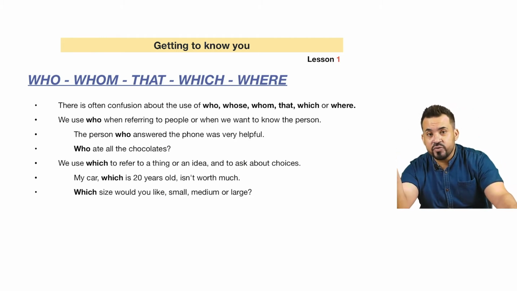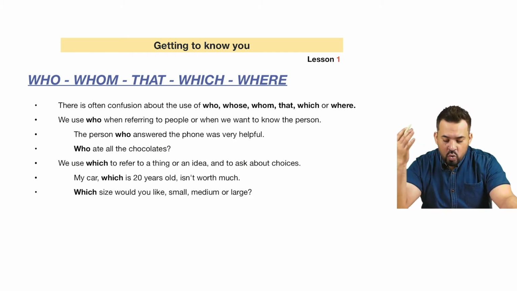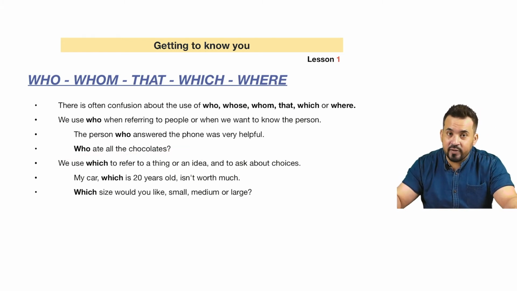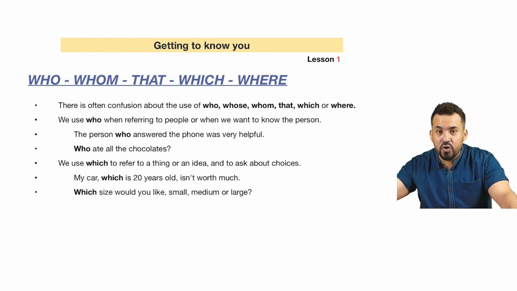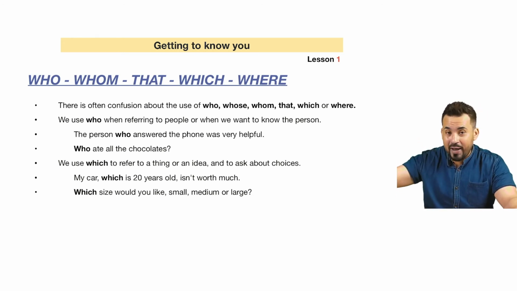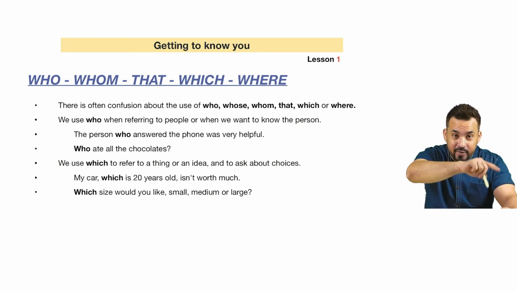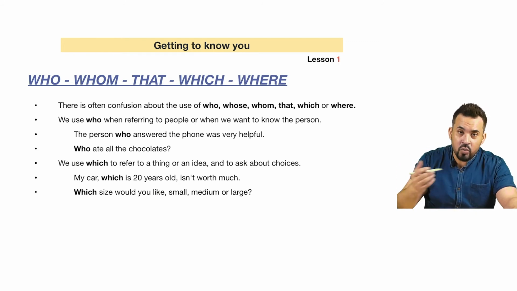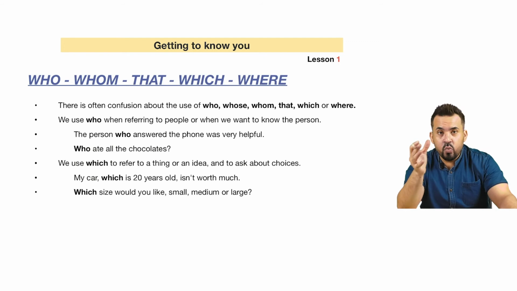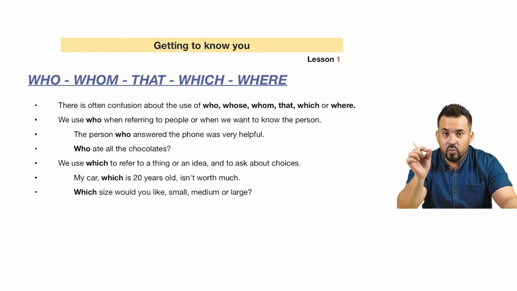We can also use it in the question form. Who ate all the chocolates? We use who because I want to know who is the person who ate all the chocolate. So the person who ate all the chocolate is hiding over there. Who for people. Now let's take a look at which. Which does not refer to people. Which refers to things or ideas.